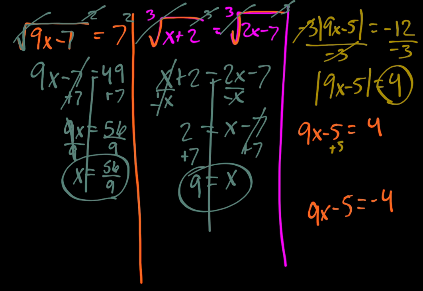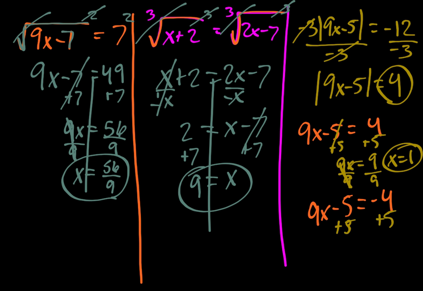So we'd add 5, divide by 9, and get x equals 1. Whereas here we would add 5, divide by 9, and get 1/9. Okay? So anyway, make sure you practice these.